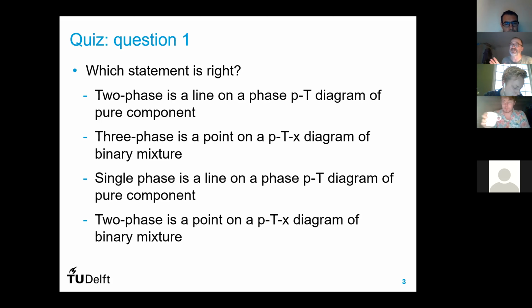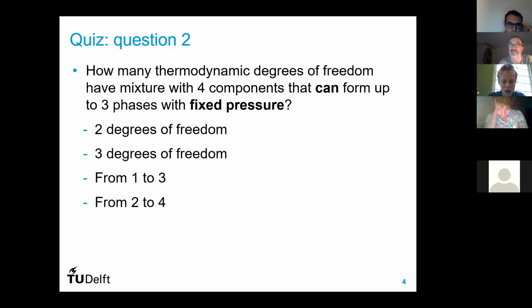But this is the type of question where you right away look into the Gibbs phase rule and decide what is right and what is wrong. This is directly relevant to the Gibbs phase rule. We never looked into mixtures with more than 2 components or more than 2 phases. Actually, 3 phases we looked at, but it's still possible to understand. So you have 4 components that can form up to 3 phases, and you fix pressure. How many degrees of freedom?